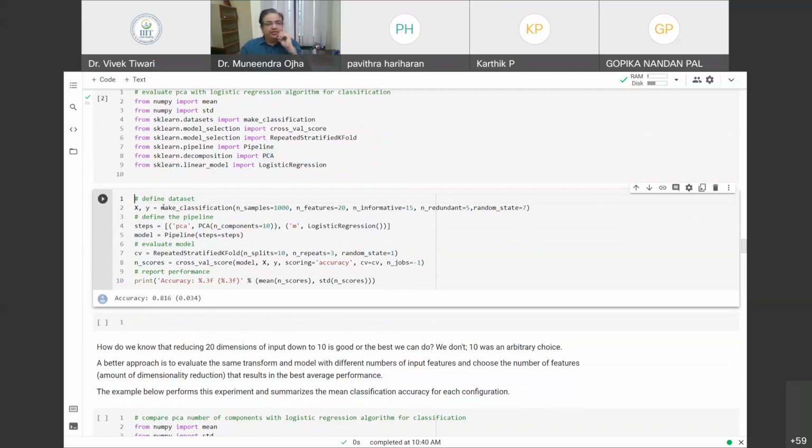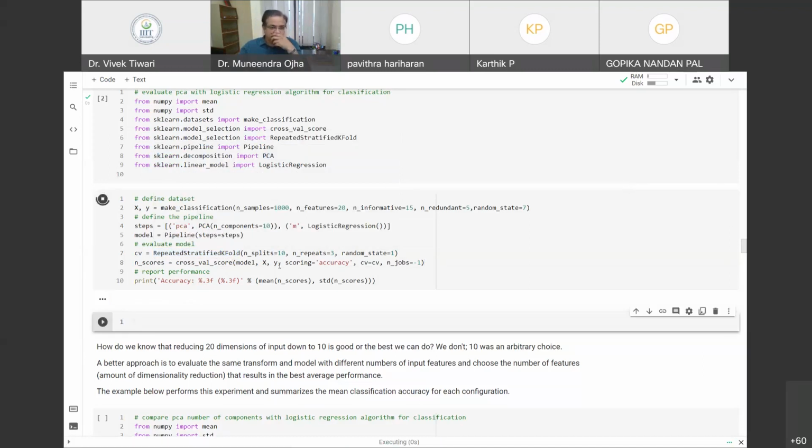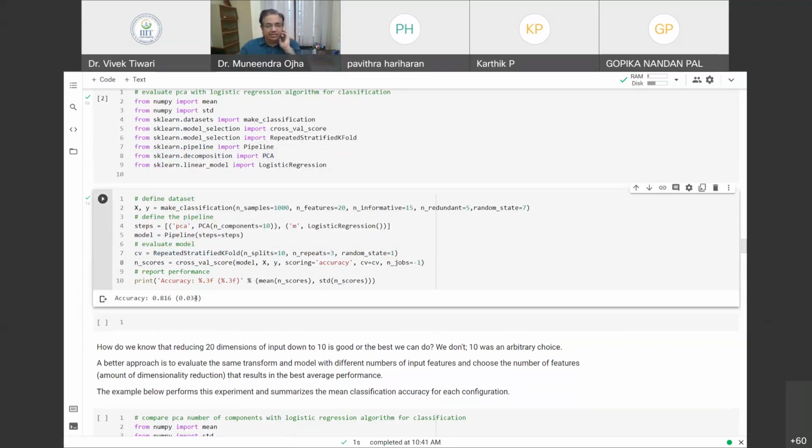So what we do over here, we make classification, we create the data sample, then we define the pipeline and steps of this pipeline. First we perform PCA by calling this, and the number of components we have specified to be 10. So only 10 eigenvectors will be chosen, and then we perform the logistic regression. We call this pipeline, perform these steps, and then after this we perform repeated stratified k-fold cross validation. So our mean accuracy has come out to be 81%, standard deviation is 3%.